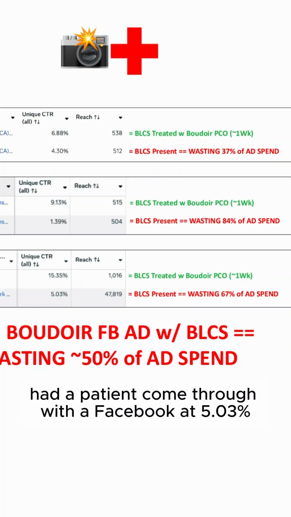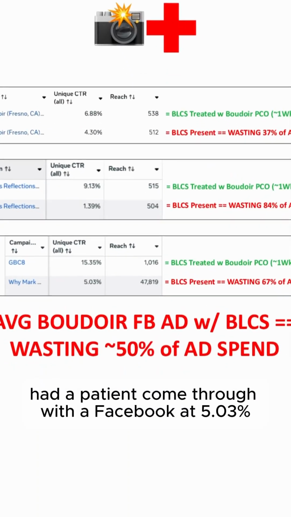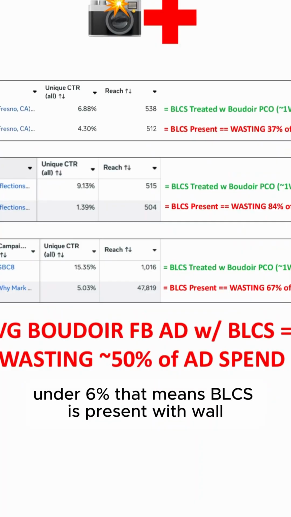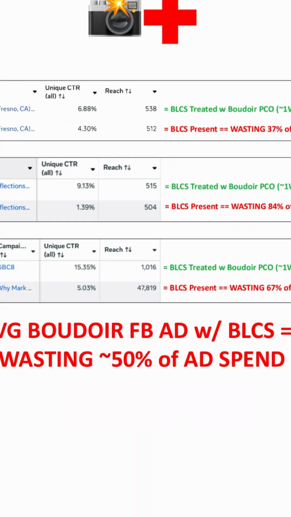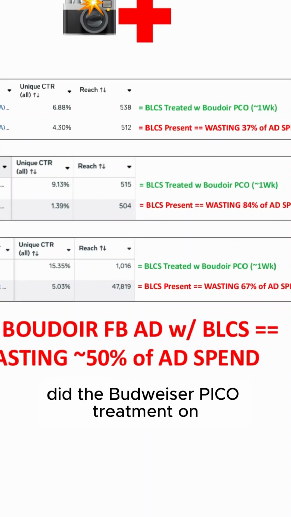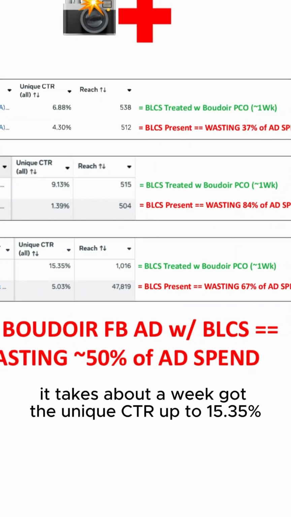Finally, had a patient come through with a Boudoir Facebook ad at 5.03%, under 6%. That means BLCS is present, Boudoir low click syndrome. And we did the Boudoir PCO treatment on it. It takes about a week. Got the unique CTR up to 15.35%.